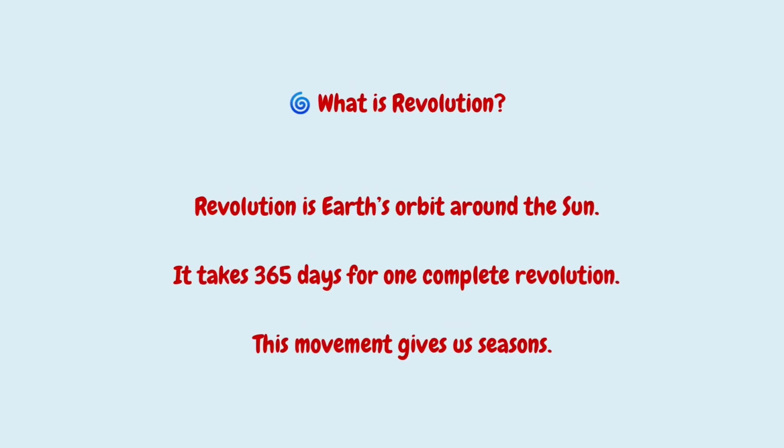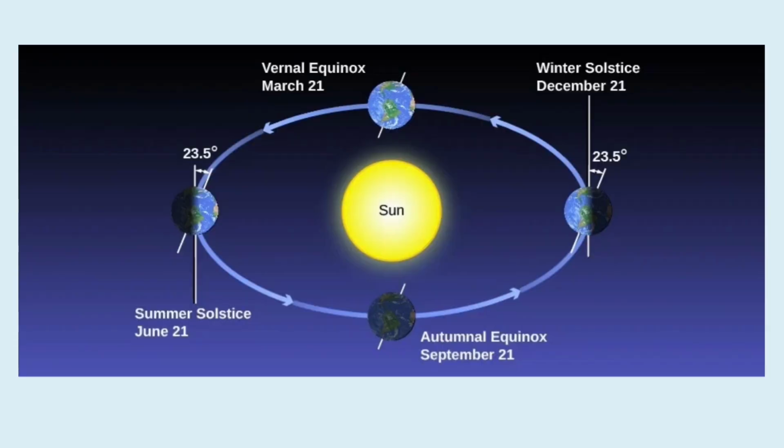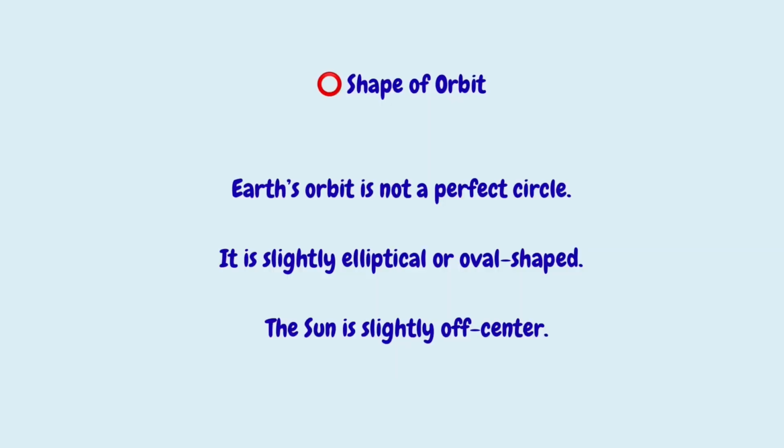What is revolution now? As we know, revolution is Earth's orbit around the sun. It takes 365 days for one complete revolution. This movement gives us the seasons. Okay, now the shape of the orbit. Earth's orbit is not a perfect circle, but is slightly elliptical or oval shaped. So the sun is slightly off center.